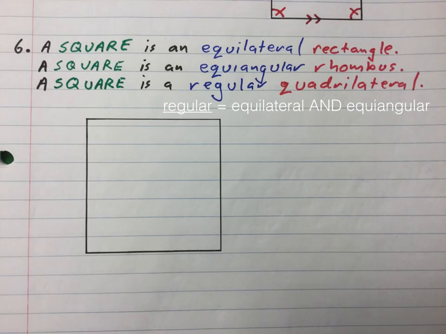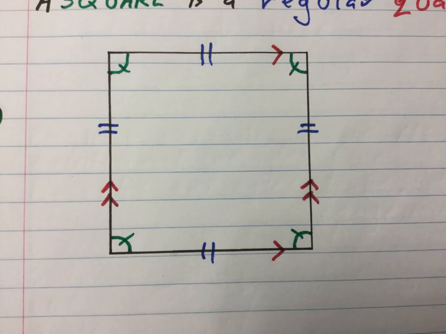So then how do we define a square? A square is an equilateral rectangle. We could also say it's an equiangular rhombus. Or to bring the definitions all together, we can say it is a regular quadrilateral. Regular is a geometry term. It means equilateral and equiangular. All the sides are the same and all the angles are the same.